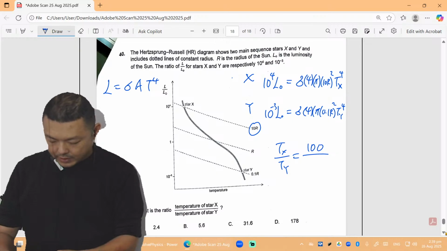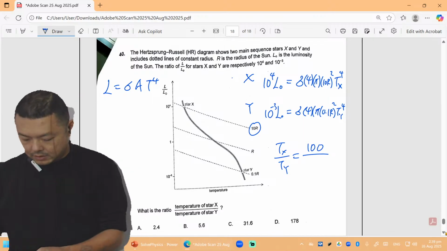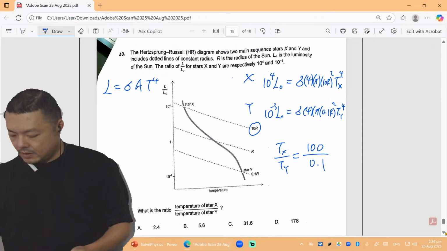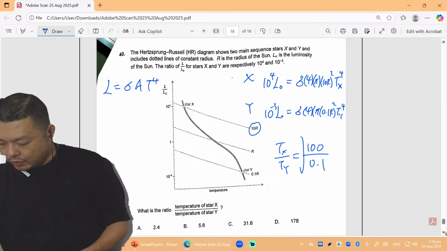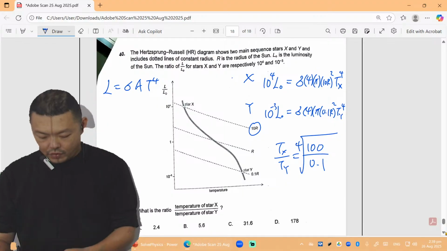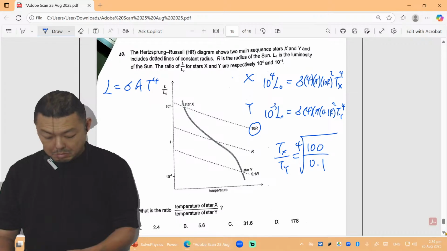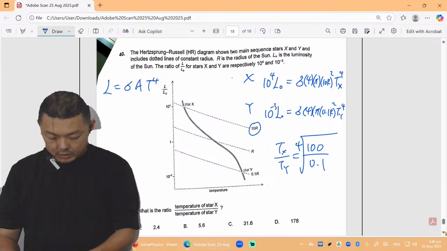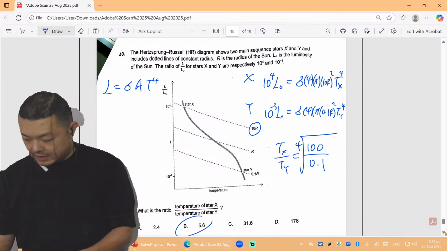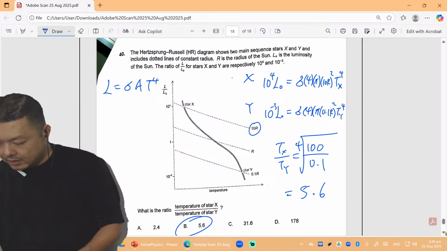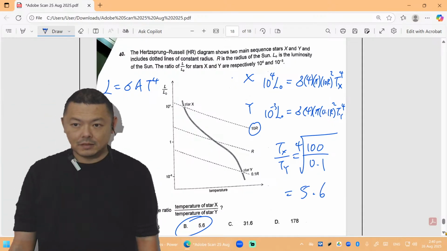10 to the power minus 3 divided by 0.1 squared, which is 0.1. Then you need to root 4. So 100 divided by 0.1. Then you have to, where am I root? Shift. No. 4. 1000. 5.6. B is your answer. Done.